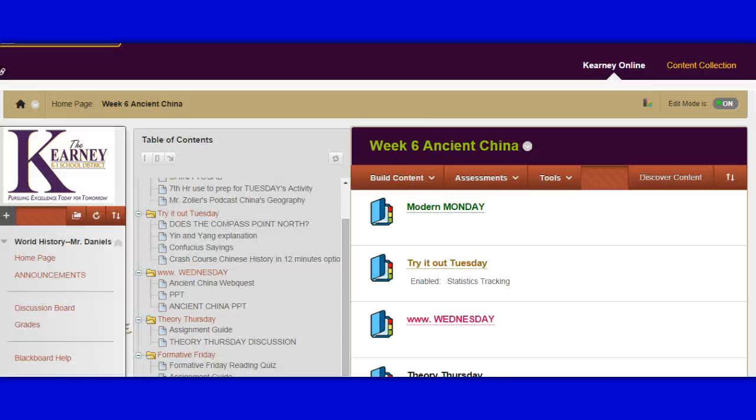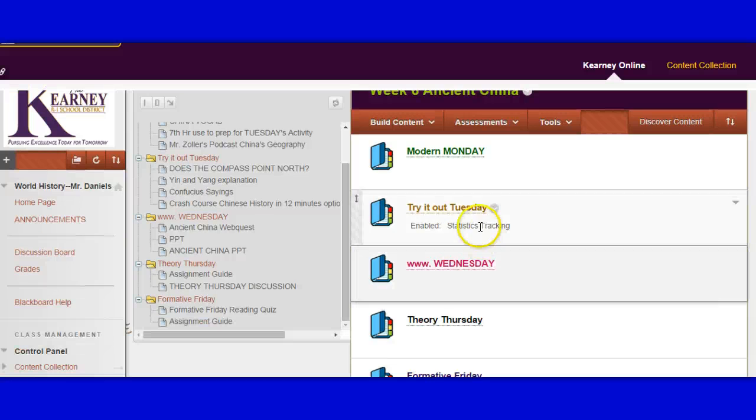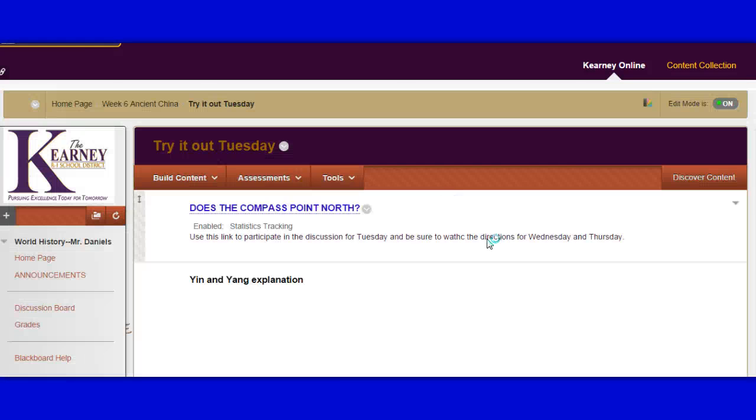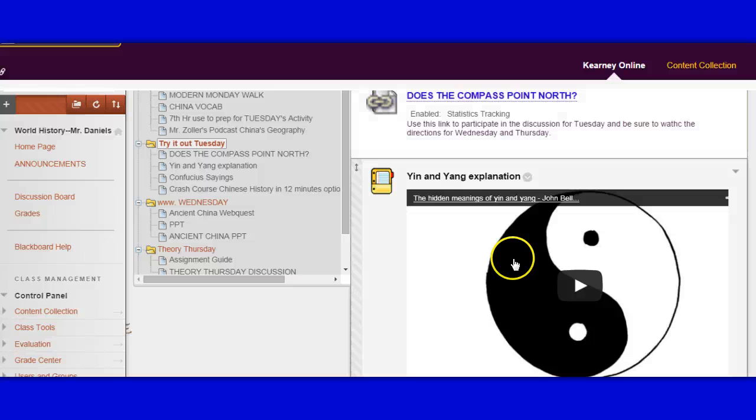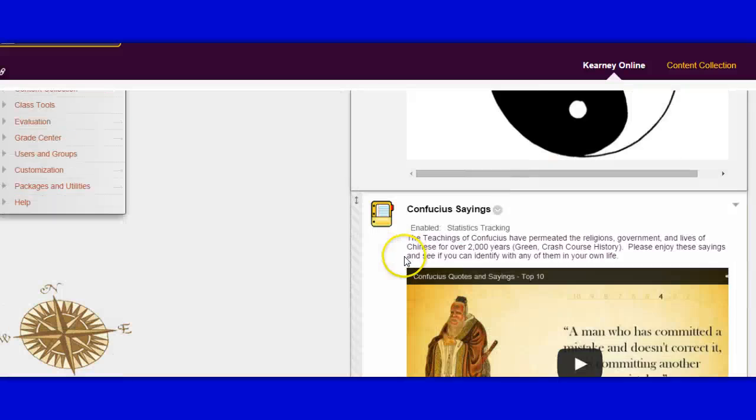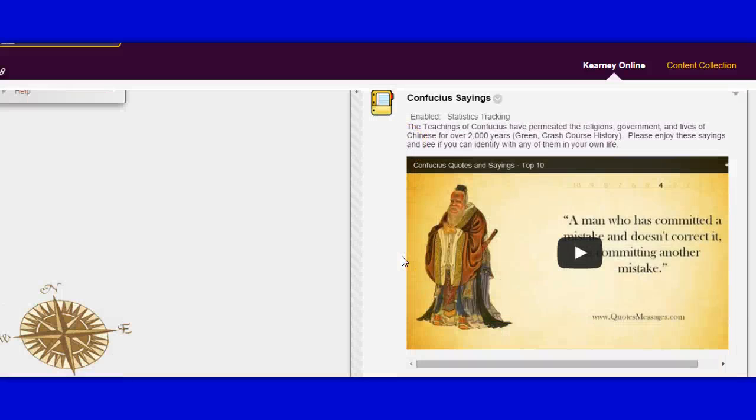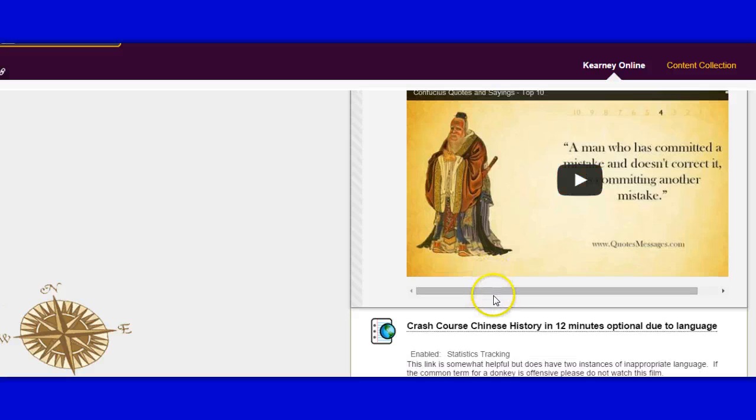So let's go back and look at what that looks like on the website. Try it out Tuesday. We're going to do a little bit of activity, talking about the yin and the yang. It's kind of a fun game that we can play, talking about the yin and the yang, or having some good and the bad, or some bad and the good. The other thing is that you might opt out of the physical activity that we're doing, then you can look at these 10 teachings of Confucius, maybe even write your own words of wisdom.